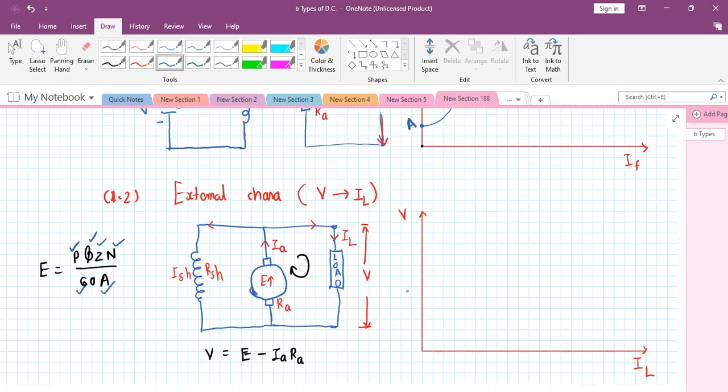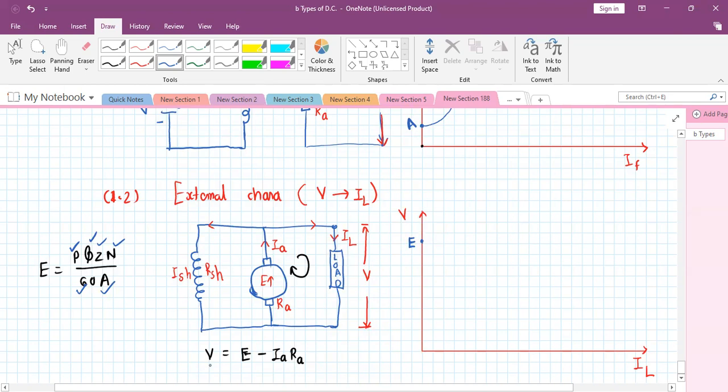Say for example, I am getting this much EMF. This is my point, because what is the unit of EMF? Voltage. So whatever the EMF, say for example 230 volt, this is my EMF. It is called the rated voltage or rated EMF.